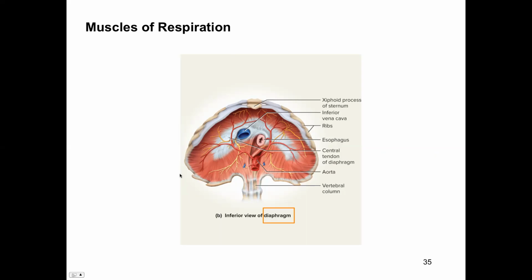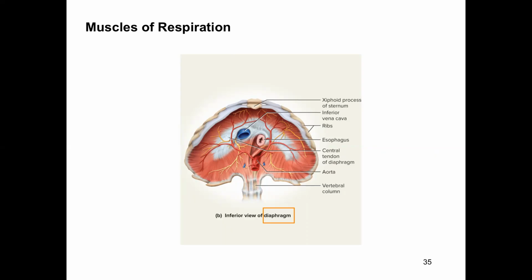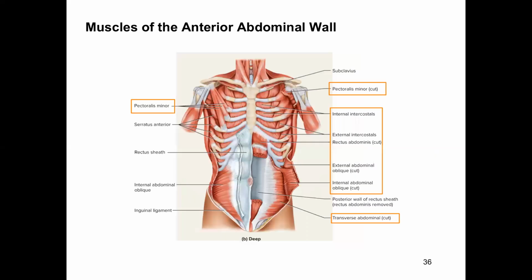I always know if a student didn't study: if I put a label for this in lab and the student doesn't get it, I'm like, okay, you didn't study. So make sure you know this one. Internal and external intercostals and the diaphragm, all right? Now, I can't speak today. Pectoralis minor and pectoralis major. The minor is here, you can see it. Your intercostals, here's your internal intercostals again, and external labeled here as well.